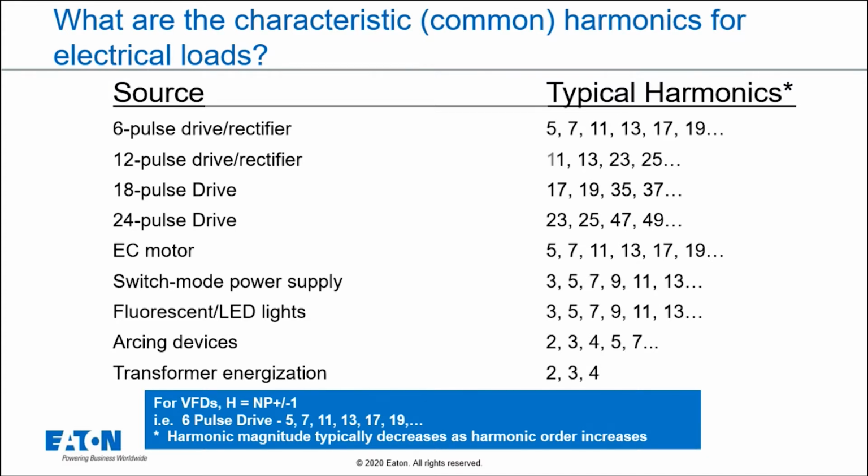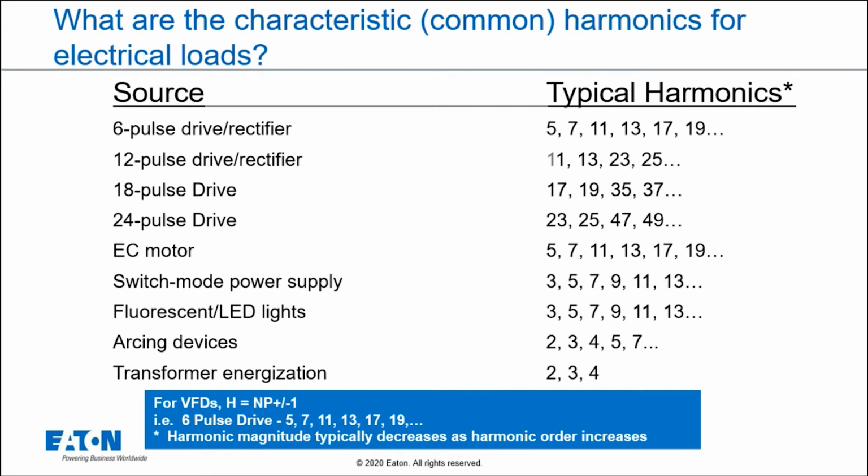As I look at drives, whether it's a 6 pulse, 12 pulse, 18 or 24 pulse, they all follow H equals NP plus or minus 1, meaning the harmonics that you see are N, which is an integer, times P pulse, plus or minus 1. So if I have a 6 pulse drive, I'm going to have 6 plus or minus 1, the 5th and 7th, 2 times 6 plus or minus 1, the 11th and 13th, and so on. If I have a 24 pulse drive, I'm going to have 24 plus or minus 1 and 48 plus or minus 1 and so forth.